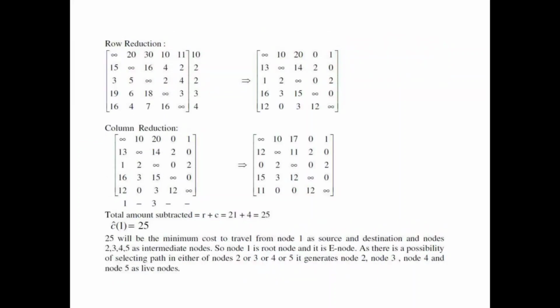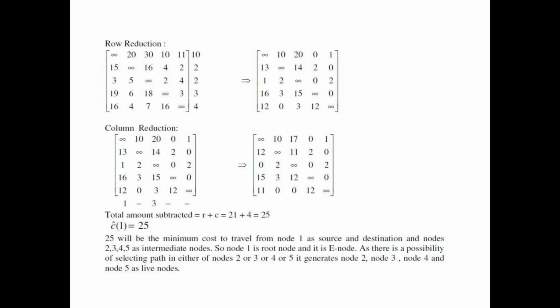Here, how to perform row reduction, you can see here. In the first row we are not having any 0. Next, we are having the infinity value. In the first row the least value is 10. In each and every element we have to subtract 10, that is 20 minus 10, 30 minus 10, 10 minus 10, 11 minus 10. Then the row reduction will be performed in each and every row.